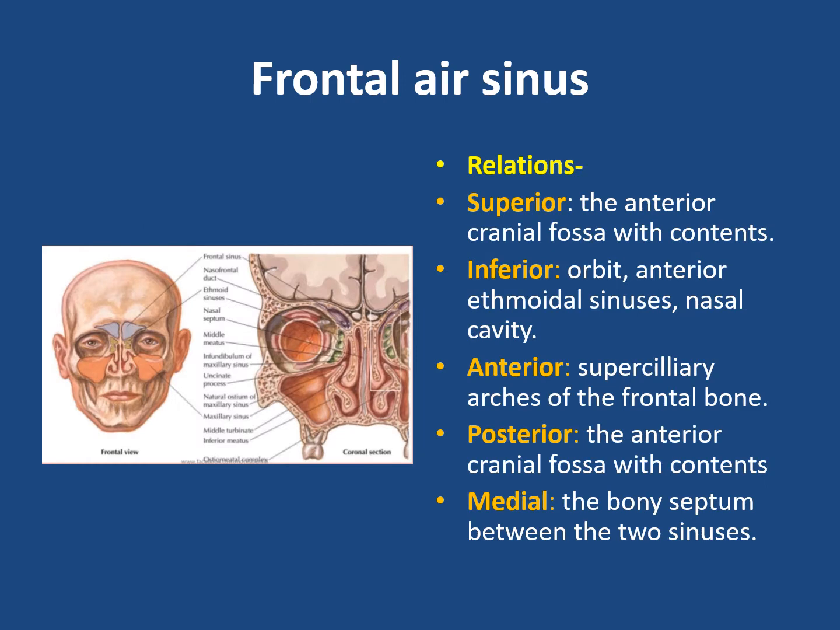As for the relations of the frontal air sinus, superiorly it is related to the anterior cranial fossa with its contents. Inferiorly it is related to the orbit, anterior ethmoidal sinuses and the nasal cavity. Anteriorly it is related to the superciliary arches of the frontal bone. Posteriorly, it will be related to the anterior cranial fossa with the contents again, and medially, it is related to the bony septum between the two frontal sinuses.